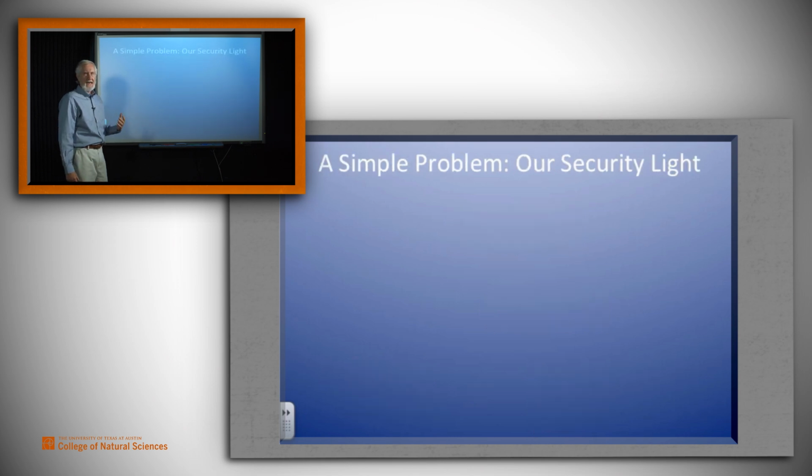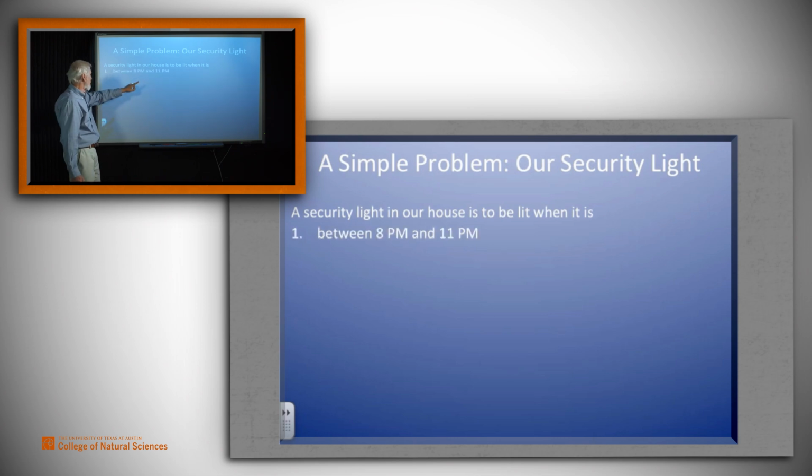Let's do a little example right now. We're going to imagine we've got a security light, and someone says they want the light to be on when it is between 8 p.m. and 11 p.m. or if there is a serious storm. So once again, the light is to be lit exactly when it is between 8 p.m. and 11 p.m. or whenever there is a serious storm.